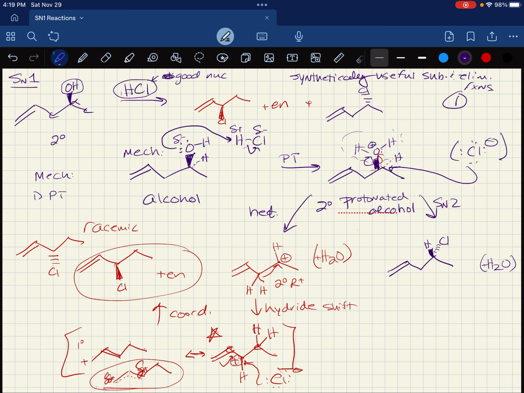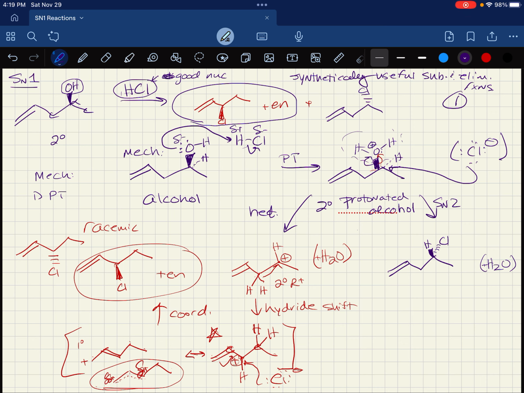Because of the rearrangement here and that allylic cation setup, I suspect we would probably get more SN1 than we would SN2, and that would be the favored product. But it is a little tricky to tell.